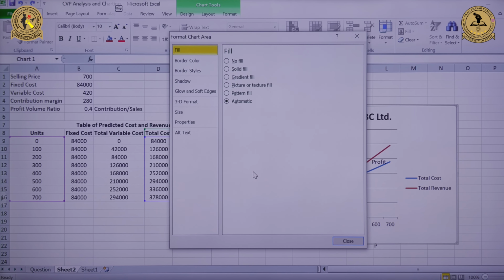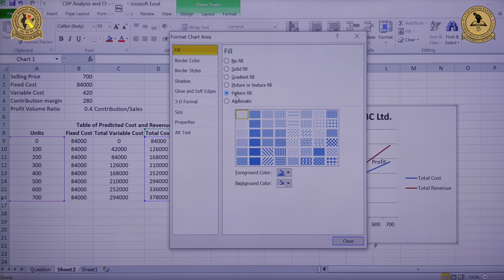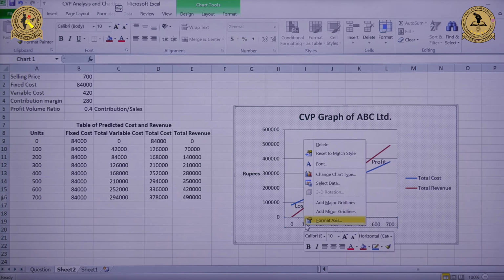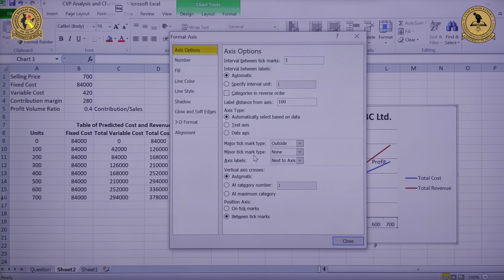The moment I click on format chart area, it is asking for pattern fill or picture or gradient or solid fill. I have just clicked on pattern fill and selected this first. Now I also want my x-axis to be pointed against these points. So again I need to select it, right click on it. The moment I right click on it, it is asking for format axis. In format axis, the axis options are specified.